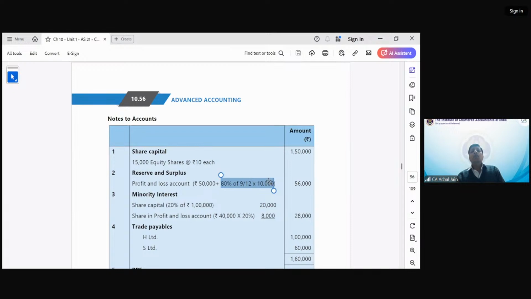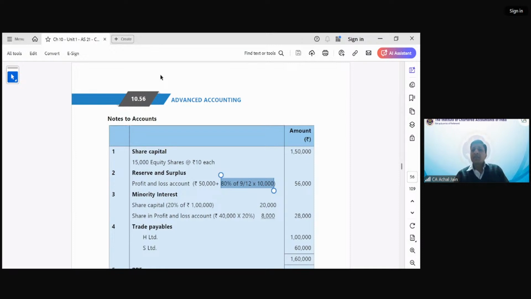10,000 into 9 divided by 12. Why? Because the proportionate share of profits for 9 months, that was not picked up by holding, is 7,500. So if you include that, that is when your balance sheet will match. Okay. Clear on this, everyone? Any questions on this?